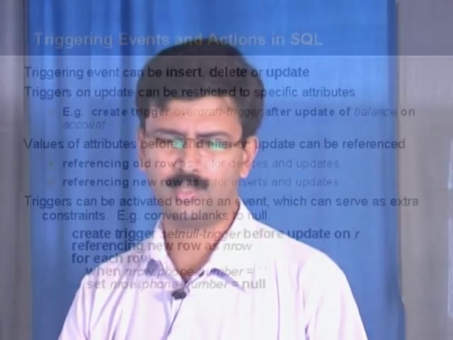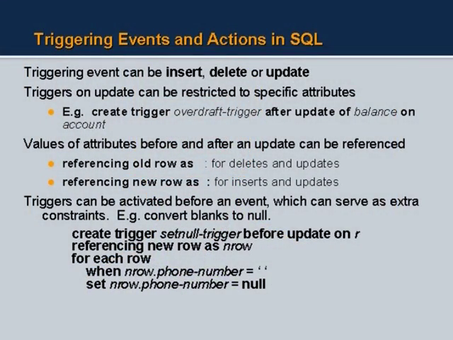But in some cases, there may be a frequently updated column which you don't care about, but a rarely updated column which you do care about. So you can say, after update of balance on account. So the balance attribute of the account relation. And as I said, referencing old row as, referencing new row as. So for deletes, the old row tells you which rows were deleted. For inserts, the new row tells you what was inserted. For updates, you have the before and after value of each row.